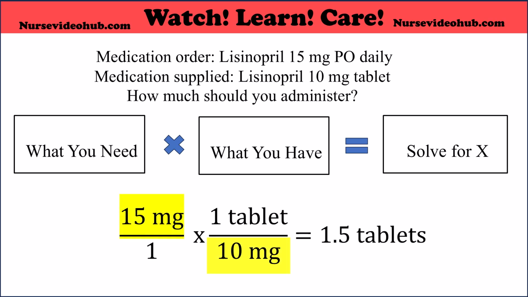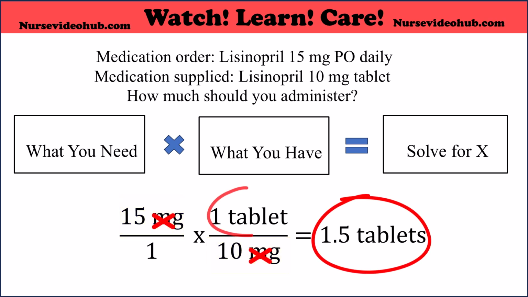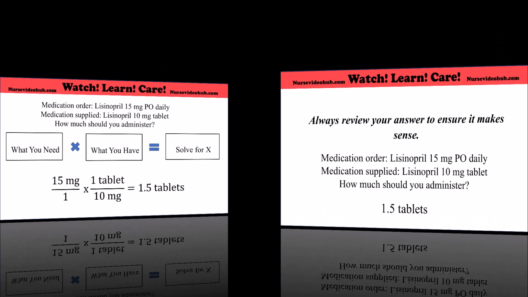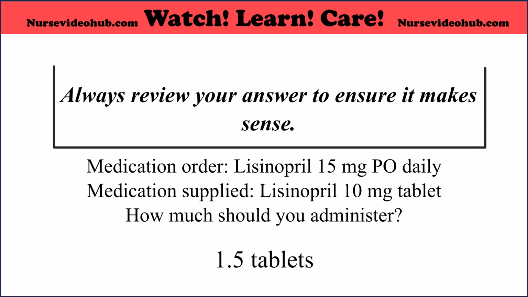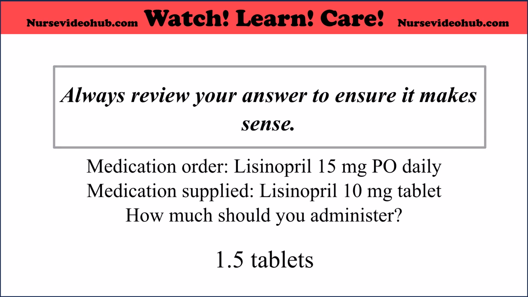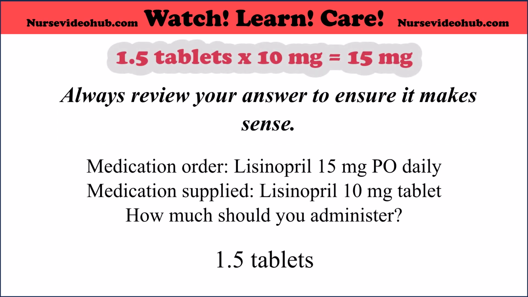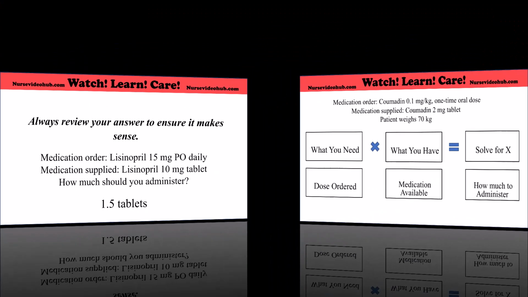You calculate the answer by multiplying across. 15 divided by 10 equals 1.5. The milligrams canceled out, leaving you with tablets. You would administer 1.5 tablets to deliver the 15 milligram dosage. Always review your answer to make sure it makes sense. The reverse method is to multiply the amount to be administered, 1.5 tablets, by the concentration available, 10 milligrams, which equals the prescribed dosage, 15 milligrams.